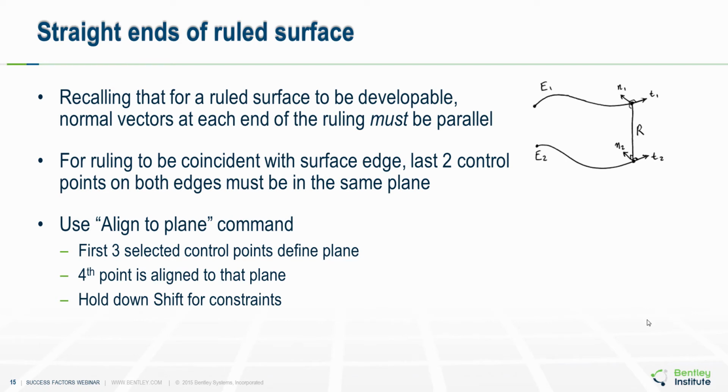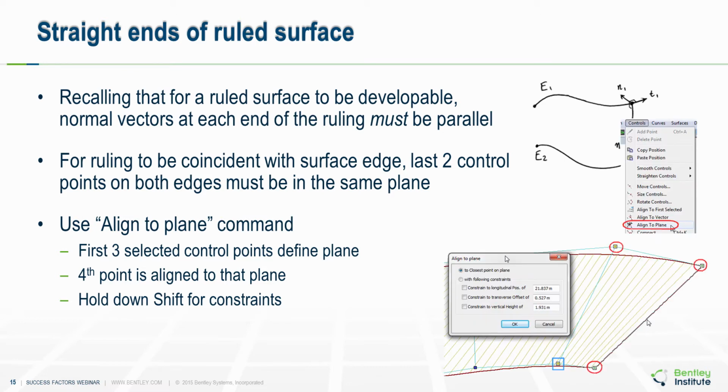So how can we achieve this in MAXSURF Modeler? Well, recalling that for a ruled surface to be developable, the normal vectors at each end of the ruling lines must be parallel. And to do this, we need to get the last 2 control points on both edges to be in the same plane.